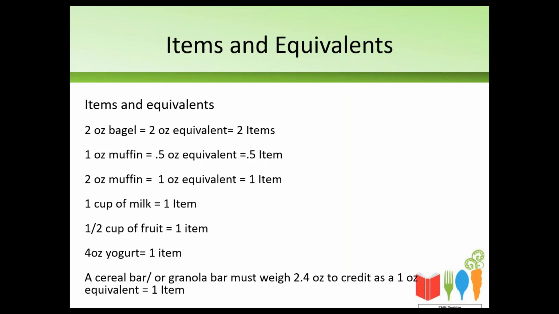Because a muffin has less grain by weight, a 1 ounce muffin equals half an ounce equivalent and will equal half an item. Here, either the muffin would need to be offered with an additional grain item or 2 muffins would need to be served. Maine DOE Child Nutrition has additional trainings and resources to help you with crediting on individual food items for ounce equivalents.